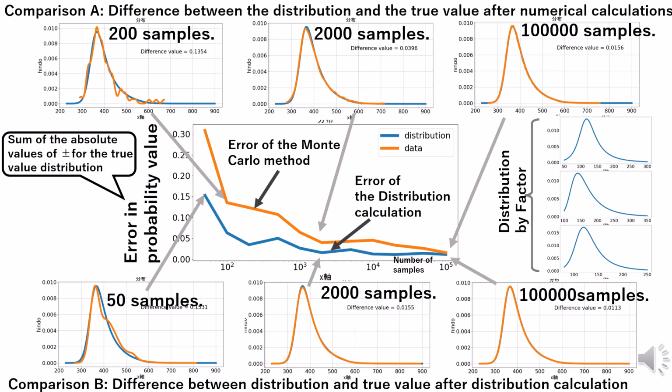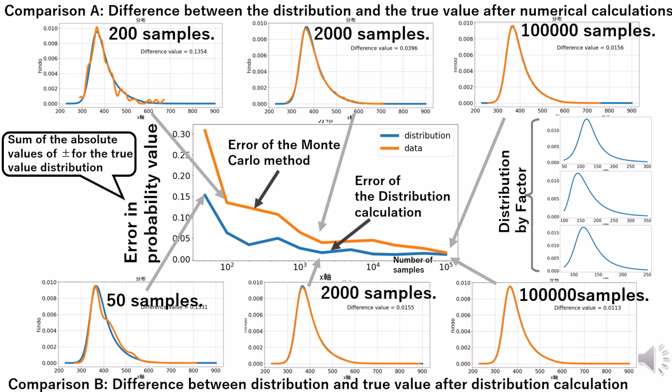The errors for the distribution calculation are about half those of the Monte Carlo method, and less than half for the larger numbers of samples. The reason for this is that the Monte Carlo method determines the probability of each combination of factors at the time of sampling by random sampling. The distribution calculation, in contrast, generates a distribution that strictly reflects the probability value of each combination. As described above, the distribution calculation can generate a highly accurate distribution with fewer samples than existing methods.